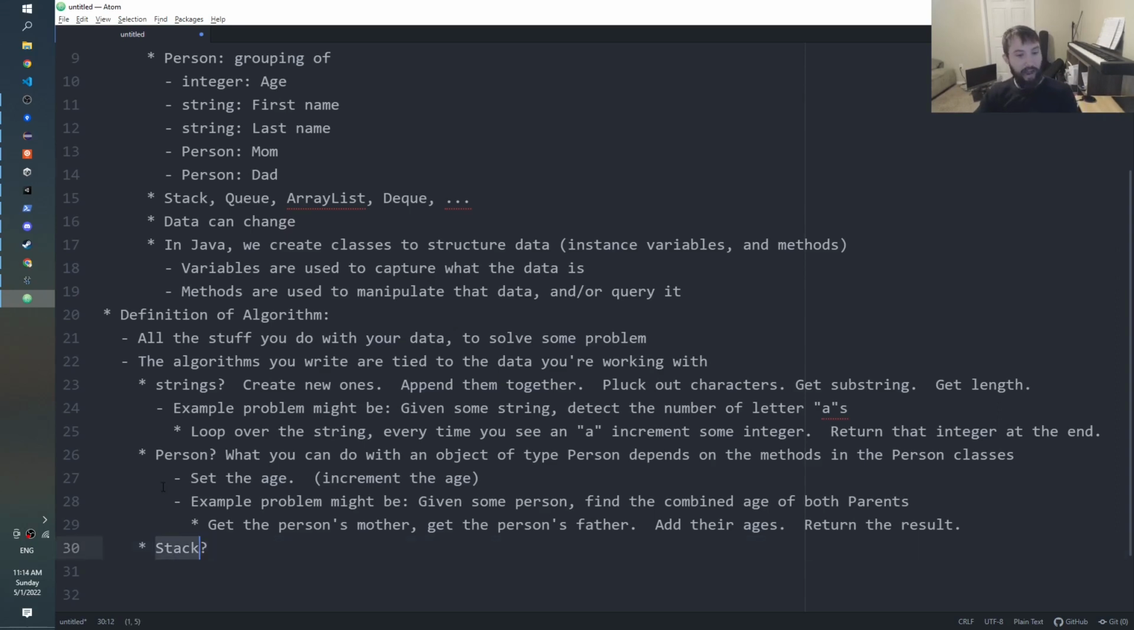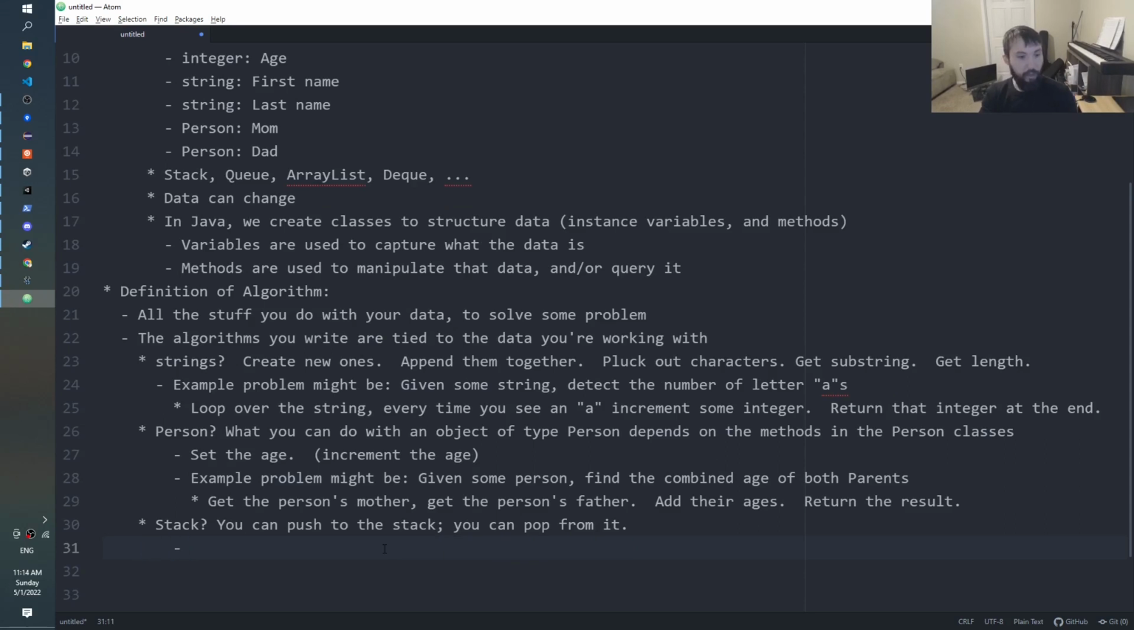So if you're dealing with a stack, writing some algorithm that involves a stack, you can push to the stack. You can pop from it. There may be other things you can do, but an example problem might be, given a stack of numbers, find the sum of all the numbers in the stack.